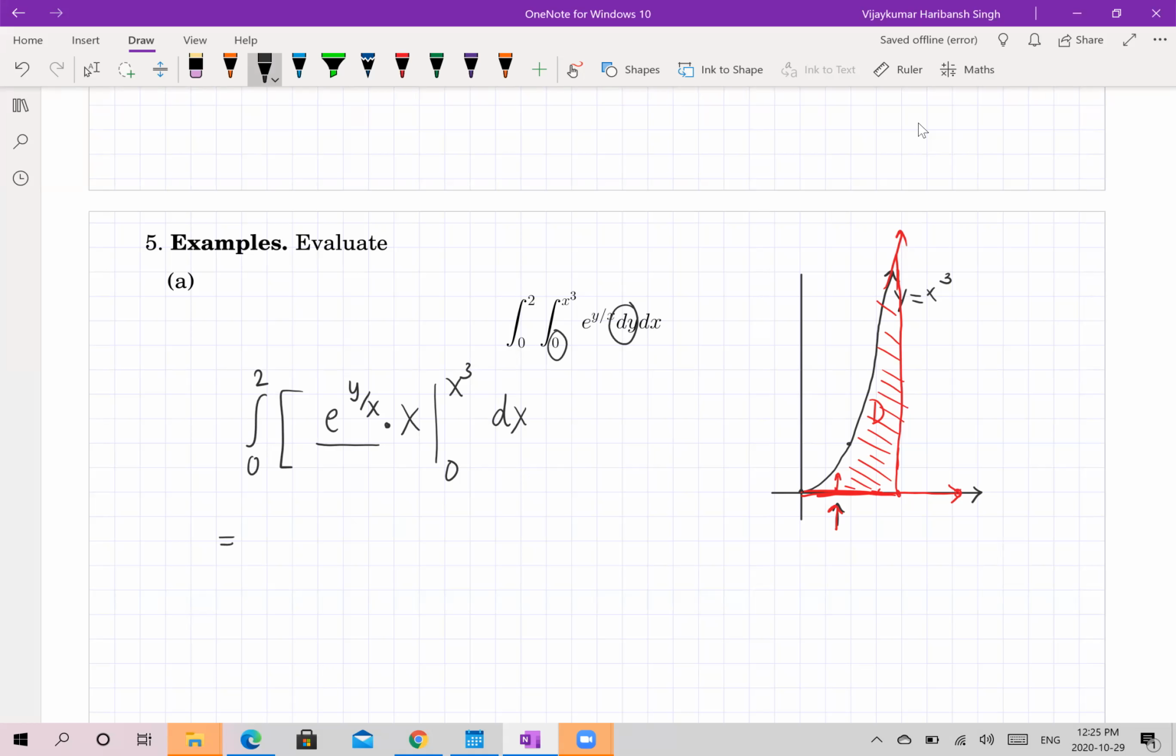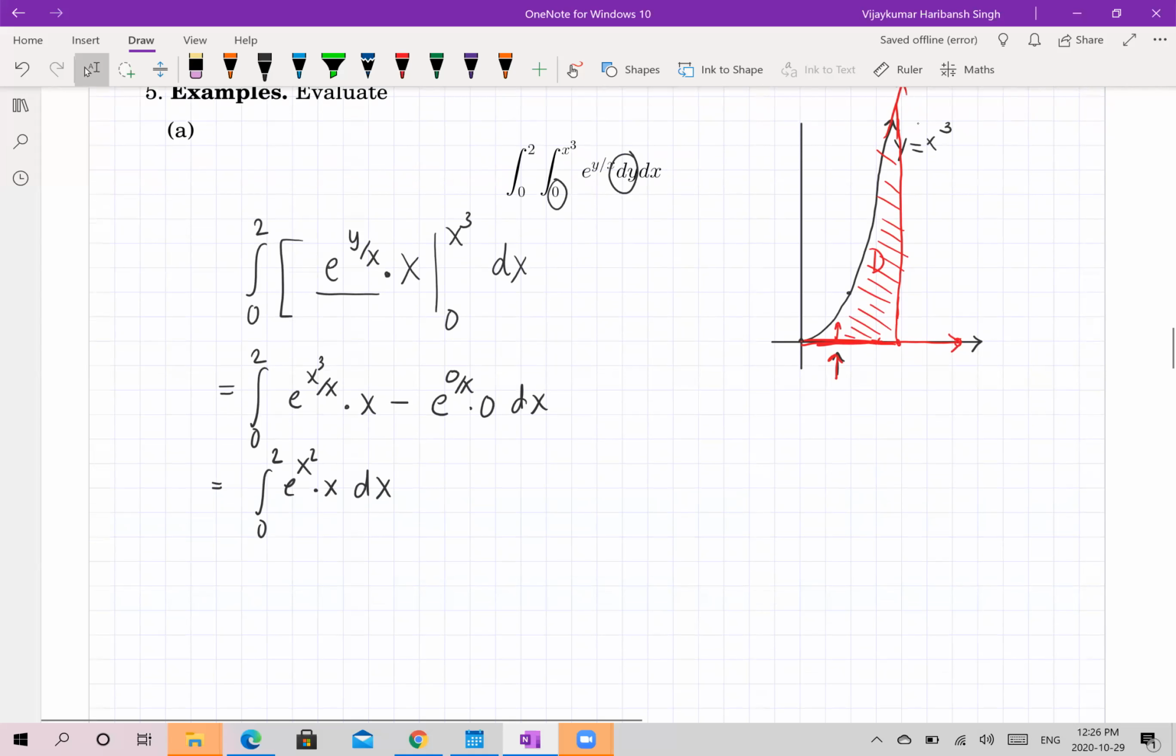So this becomes 0 to 2. When you substitute x cube, you get e to the power x cubed by x times x minus e to the power 0 by x times x, dx. So this becomes 0 to 2 e to the x square times x dx. Now we can do this by the substitution rule.